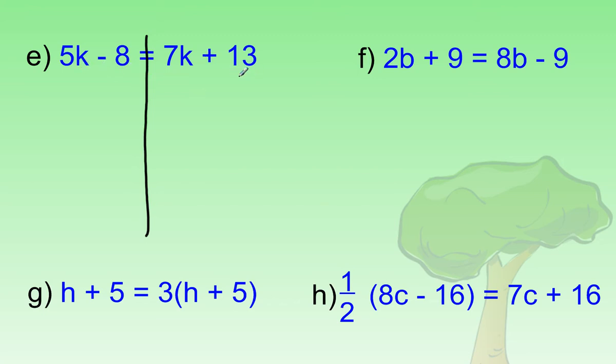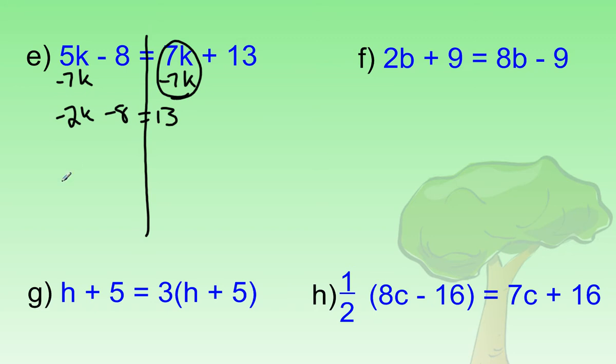No simplify, because there's no parentheses and there's no like terms. Get rid of the variable on the right, so I'm going to minus 7k on both sides. These cancel out. This gives me negative 2k minus 8 equals 13.